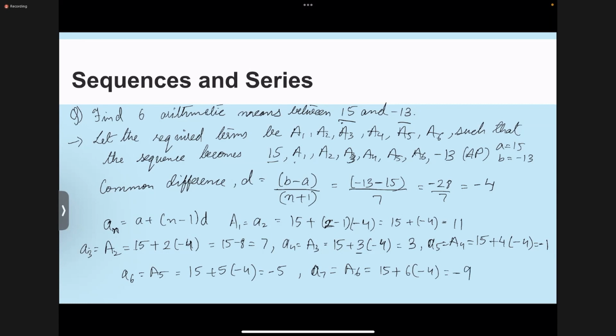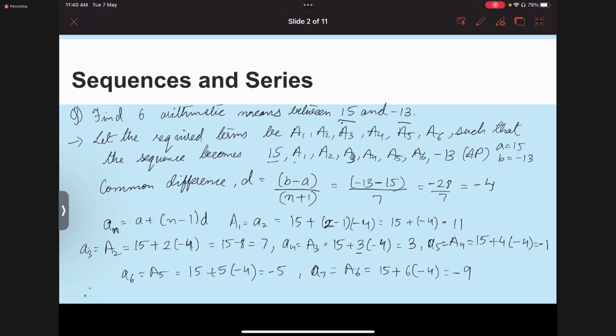Okay, so therefore the AP is 15, then A1 is 11, then you have 7, 3, minus 1, minus 5, minus 9, and minus 13. Okay, and you can see that the common difference is minus 4 throughout.